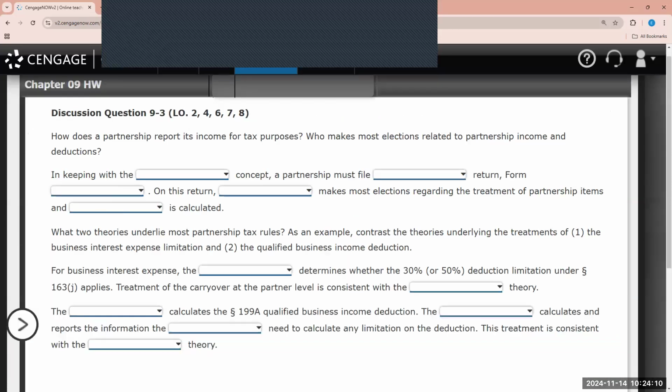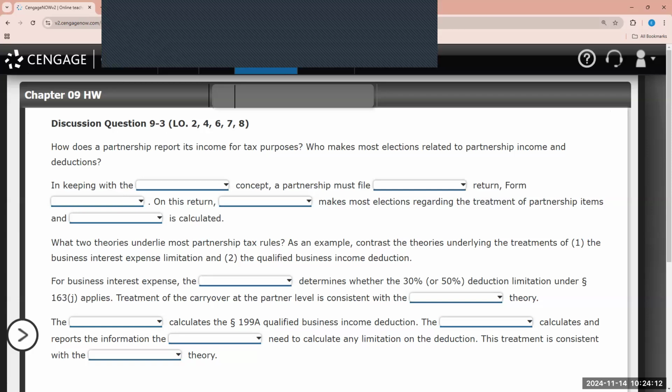This brings us to the next question. Here it asks us, how does a partnership report its income for tax purposes? Who makes most elections related to partnership income and deductions? As we've learned, there are two tax-paying entities in the federal tax system. The first are individuals. The second are corporations. What that simply means is that the individual and the corporation file tax returns and pay taxes at the individual and at the corporate level.